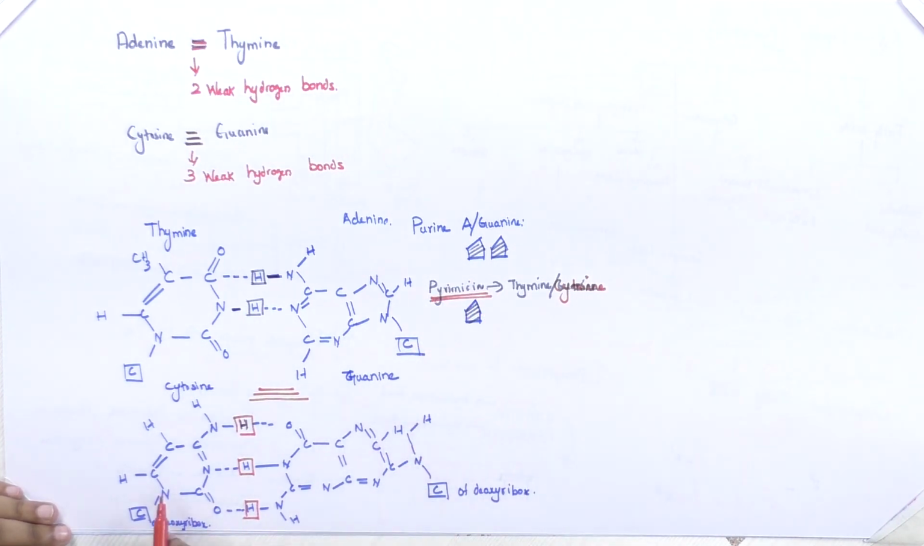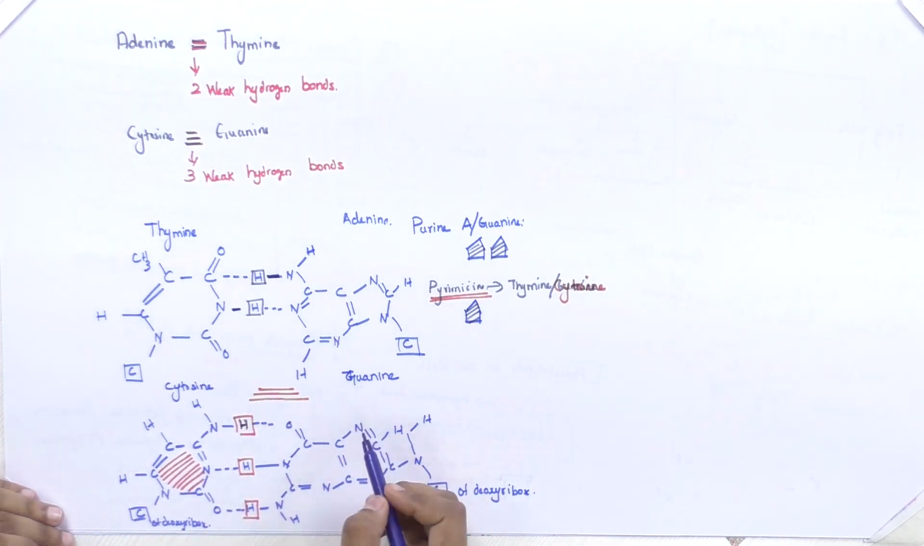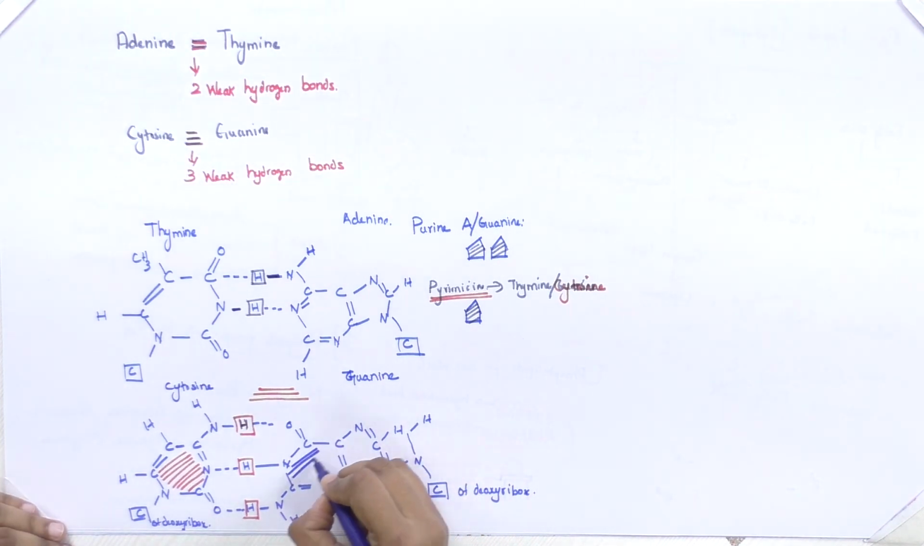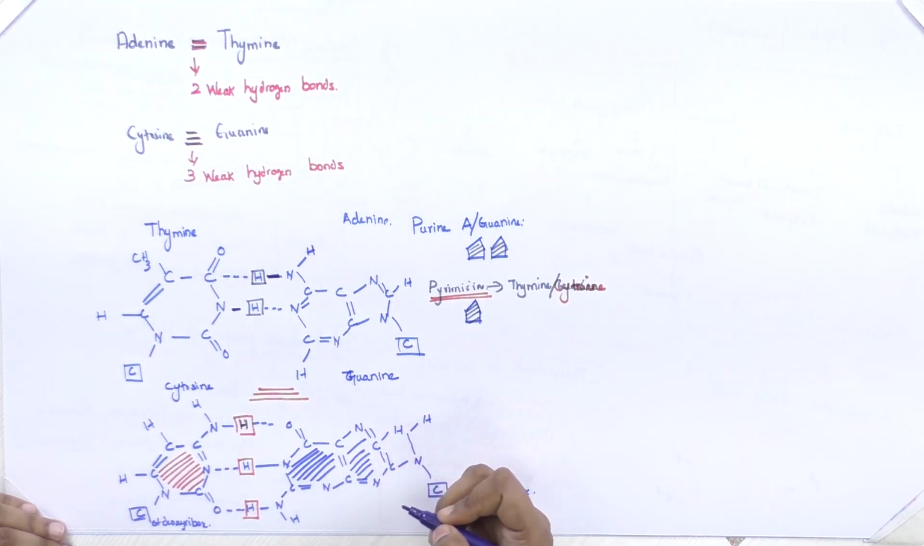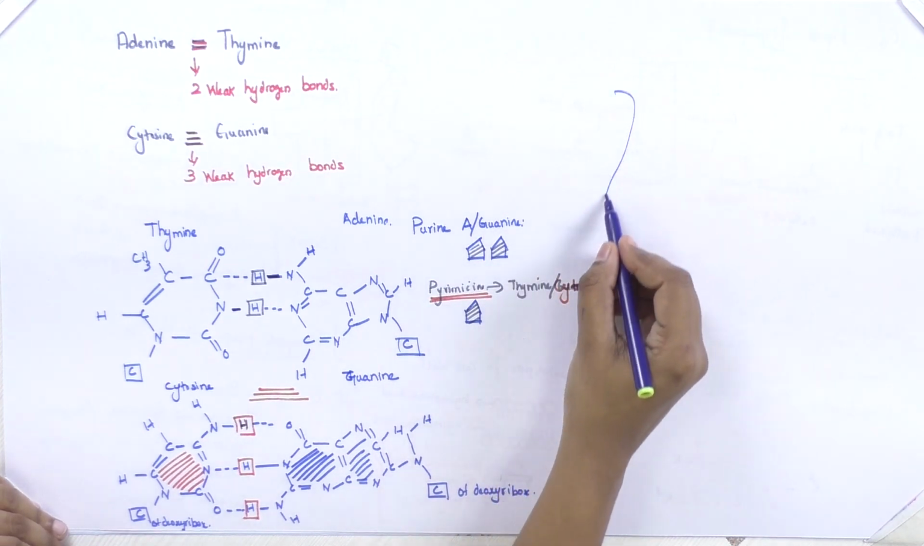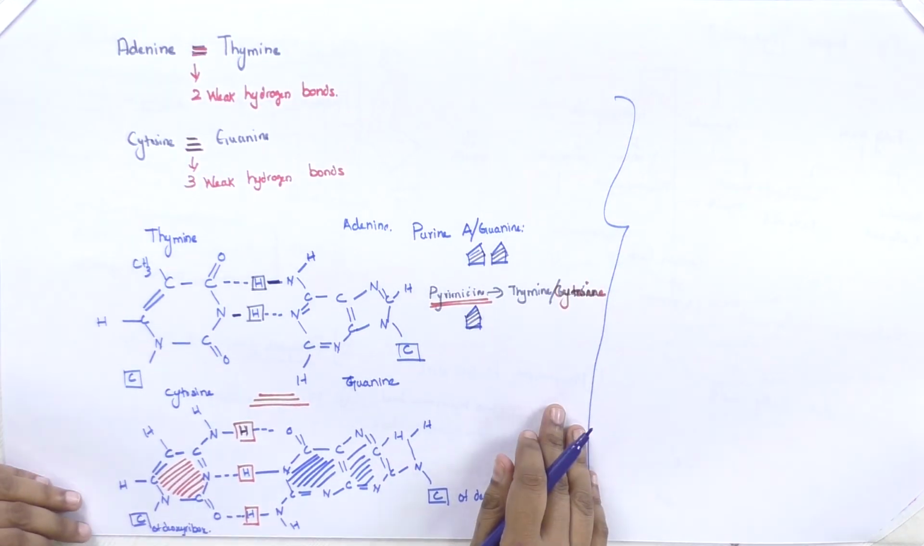Pyrimidine has only one ring structure, so you can see only one ring here. But the purine, which is guanine, has two ring structures. So these are the chemical structures of DNA. Now we are going to move on to the ribonucleic acids, which have a uracil compound instead of thymine.